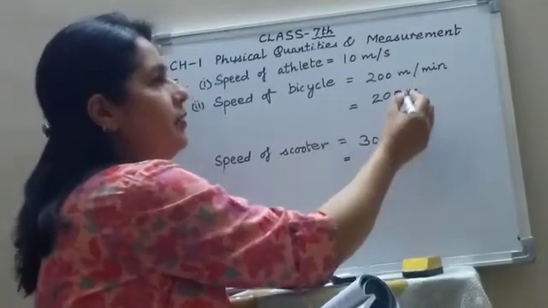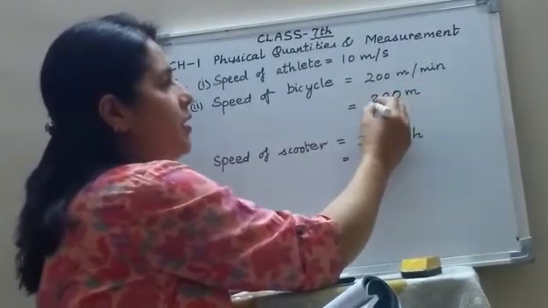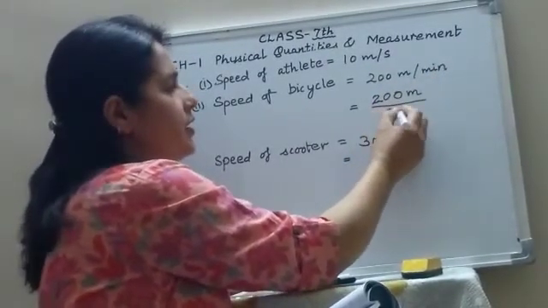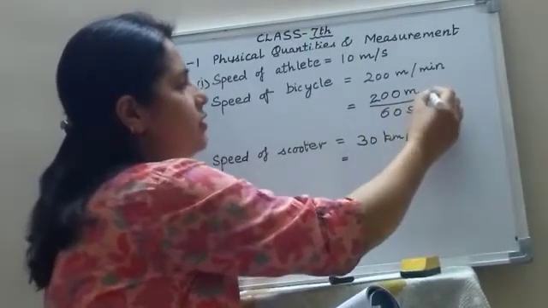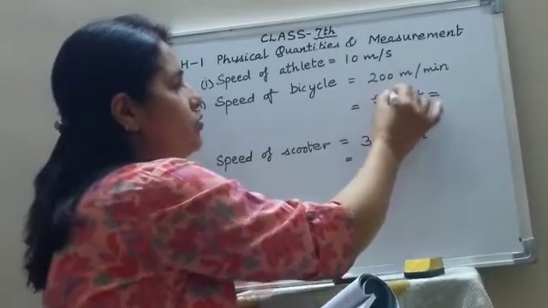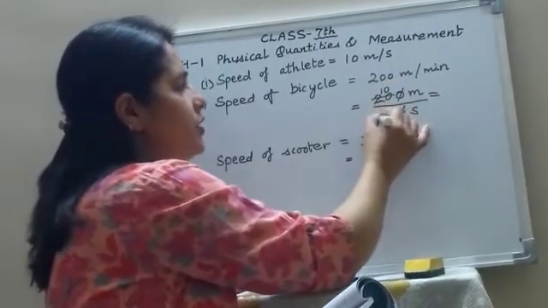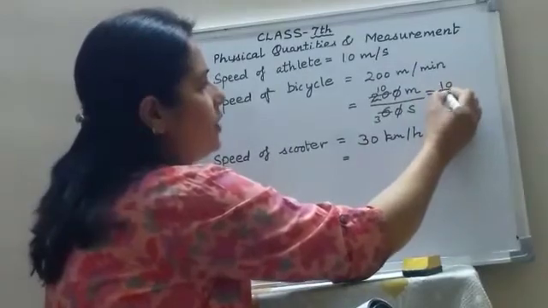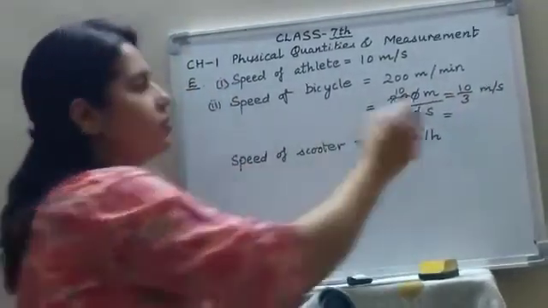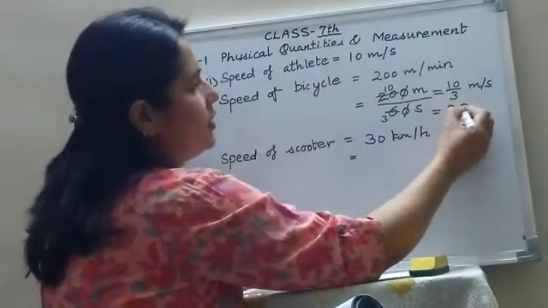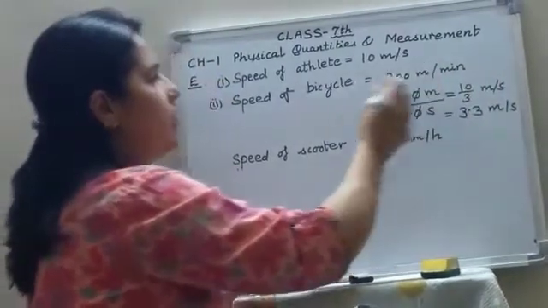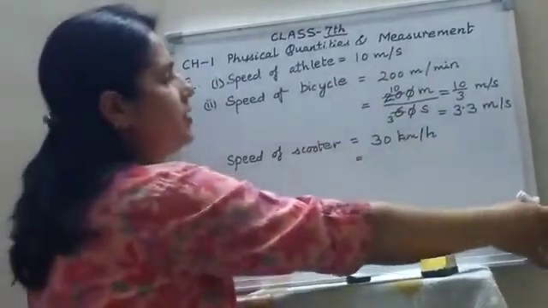200 meter upon 1 minute. How many seconds does 1 minute contain? 60 seconds. Now you cut the 0, cut the 0. 2 tens are 20, 2 threes are 6. So it becomes 10 upon 3 meter per second. If you divide 10 by 3, we get approximately 3.33 meter per second. So we have converted the speed also in meter per second.